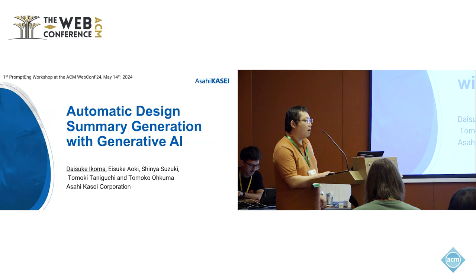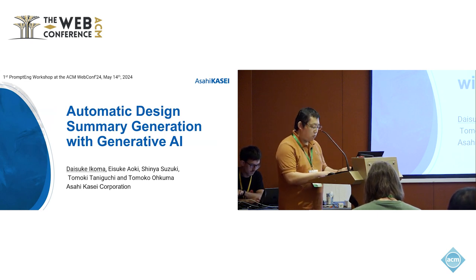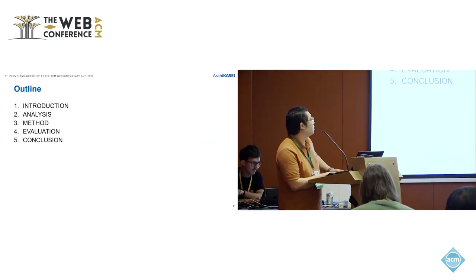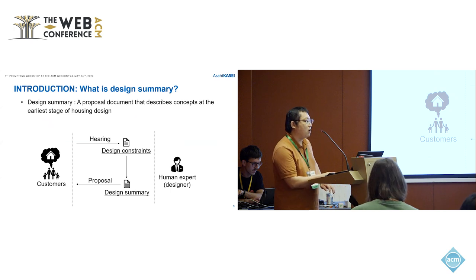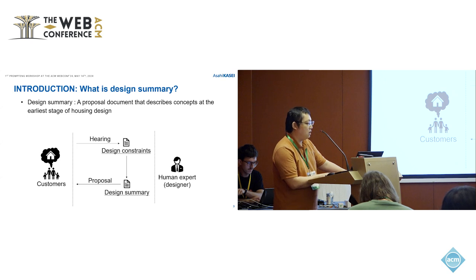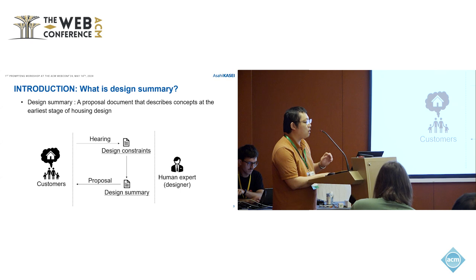Today I'd like to talk about automatic summary generation with generative AI. Okay. Here is the outline. First, I'd like to start by talking about the explanation of the design summary, which is the subject of this study. Design summary is a proposal document that describes the concept at the earliest stage of housing design. In this paper, we studied the exterior design. Design summary is an important factor in the process of receiving an order.